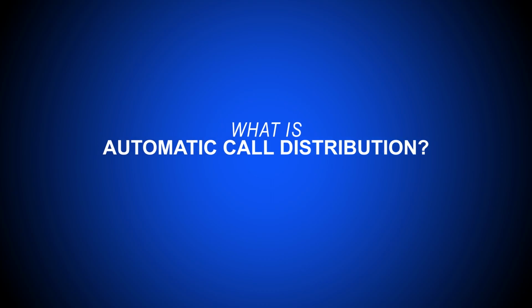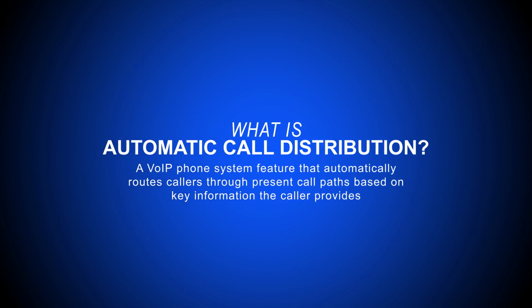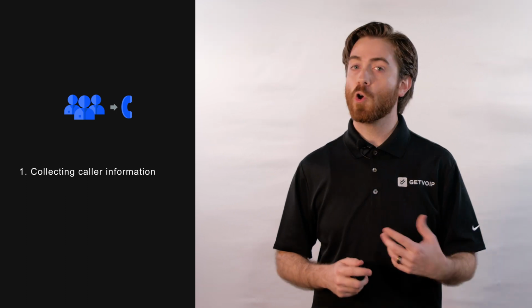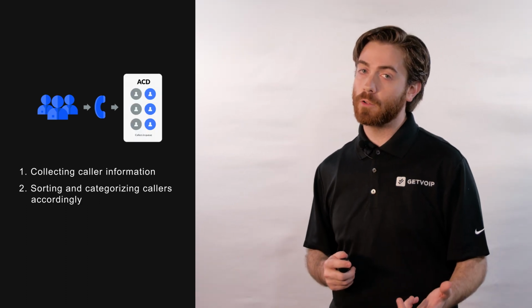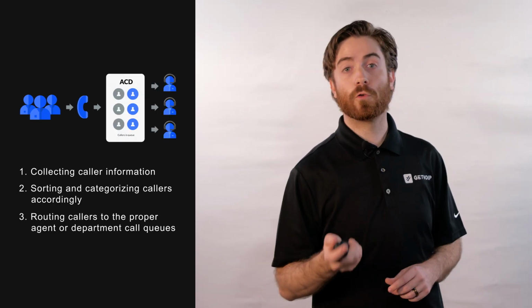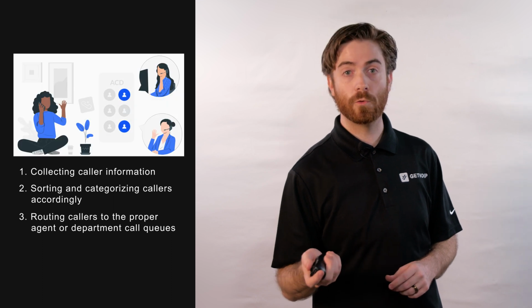Automatic call distribution is a VoIP phone system feature that automatically routes callers through preset call paths based on information the caller provides. Proper automatic call distribution consists of three main steps: collecting caller information, sorting and categorizing callers accordingly, and routing callers to the proper agent or department call queues.